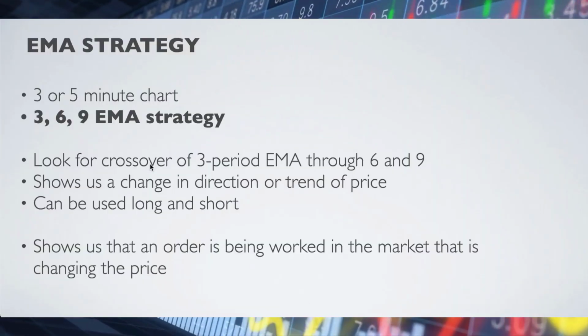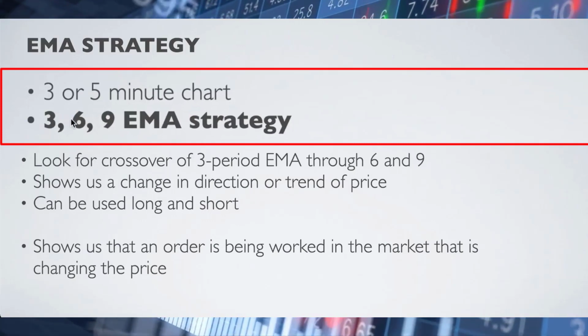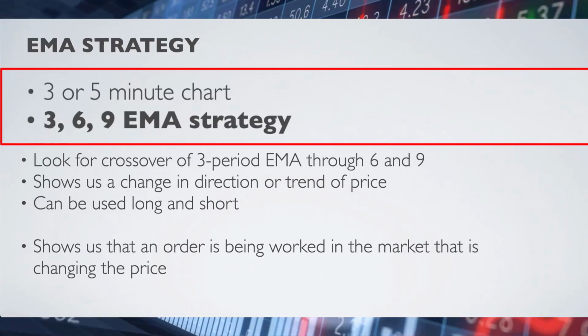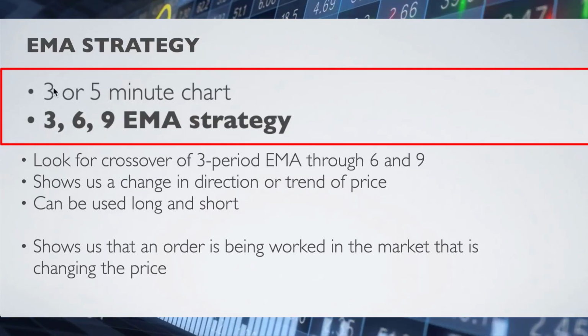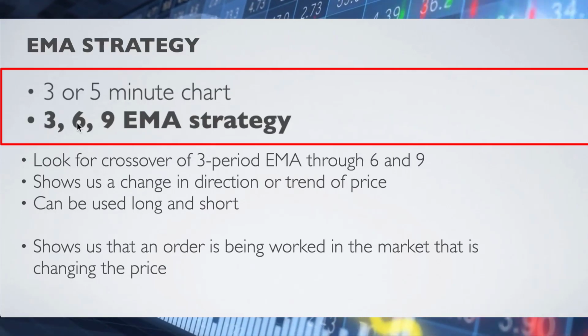For our EMA strategy, we want to use three different EMAs, the 3, the 6, and the 9 period EMA together, because we're scalping on a really short-term chart. You can either use the 3-minute or the 5-minute chart. You can change these depending on your preference.